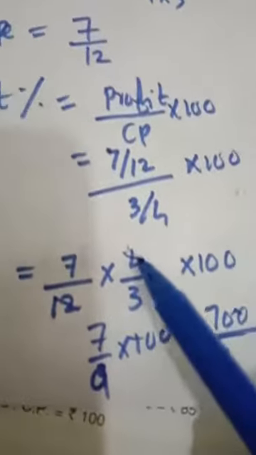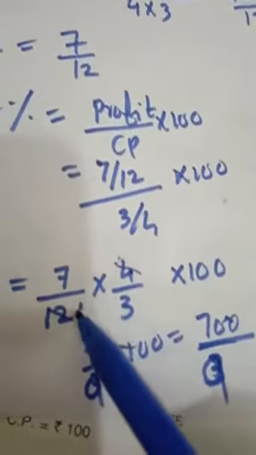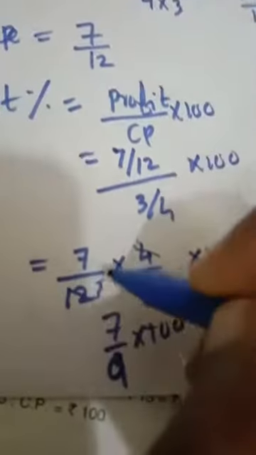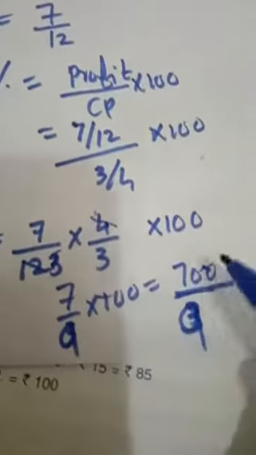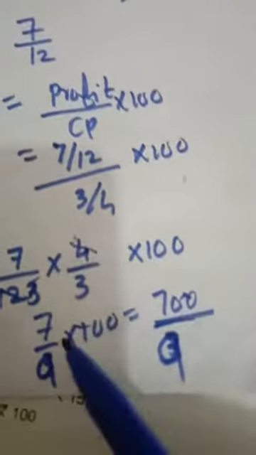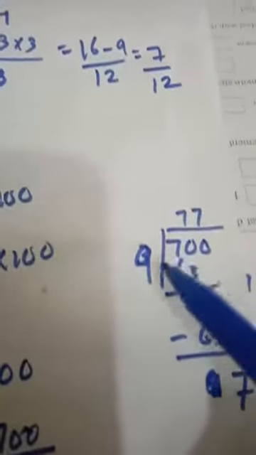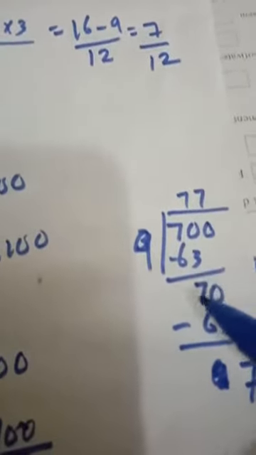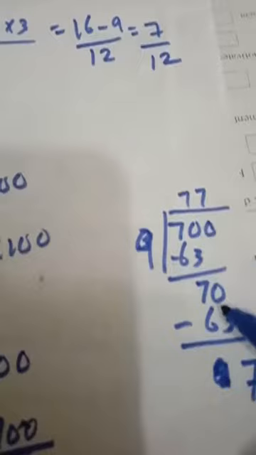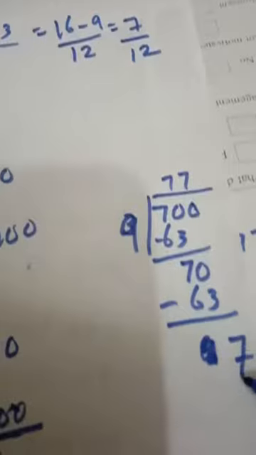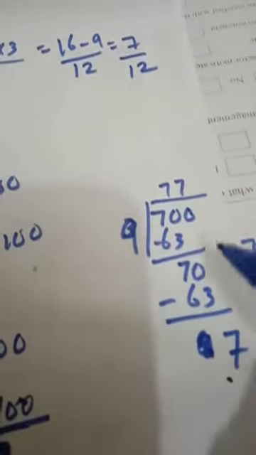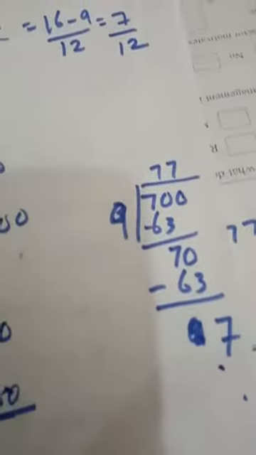See, 1 4 is 4, 3 4s are 12. So 3 into 3, 9. 7 by 9 into 100. So 7 into 100, 700. 700 by 9: 7 nines are 63, then after subtracting the remainder is 7, bring down the 0. 7 nines are 63, then after subtracting, the remainder is 7. So the answer is 77 and 7 by 9 percent.